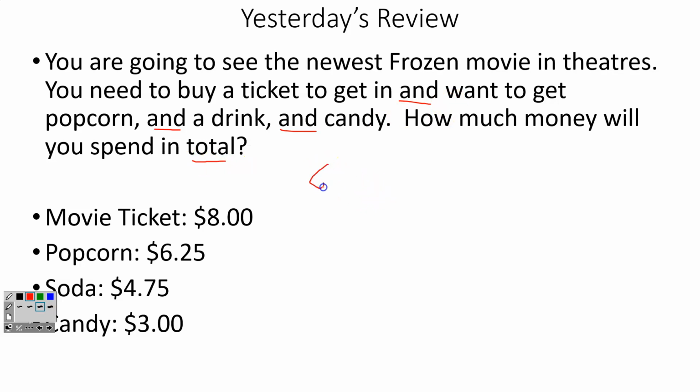So on a problem like this, a numeric expression would be $8 for movie ticket, $6.25 for popcorn, $4.75 for soda, and $3 for candy. So this would have been my numerical expression. Numerical because they're all numbers, there's no variables involved. We have all of the information. So when I added all of those up, I should have gotten an answer of 22. So $22.